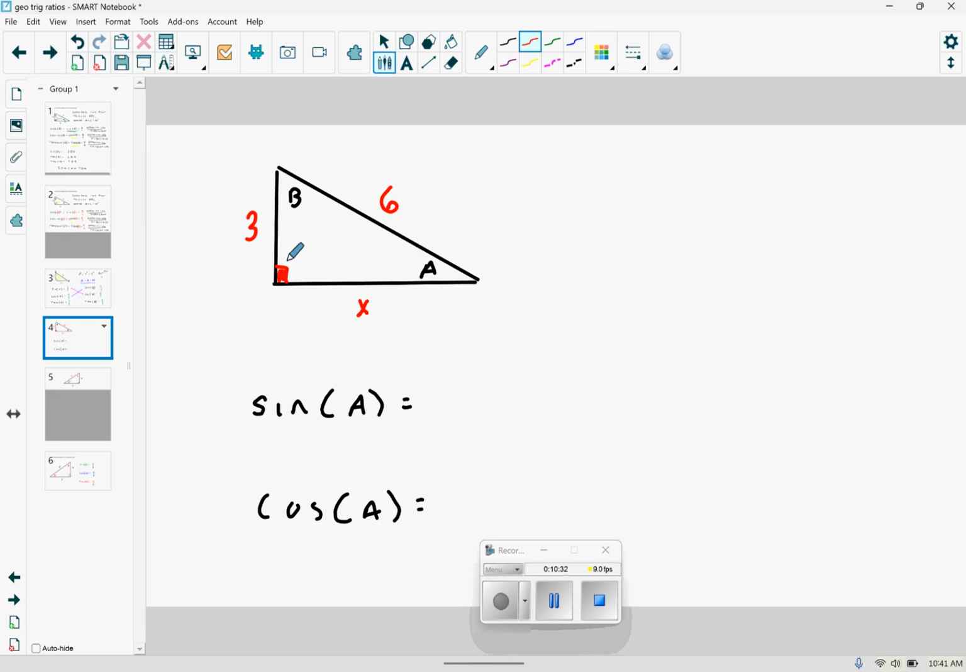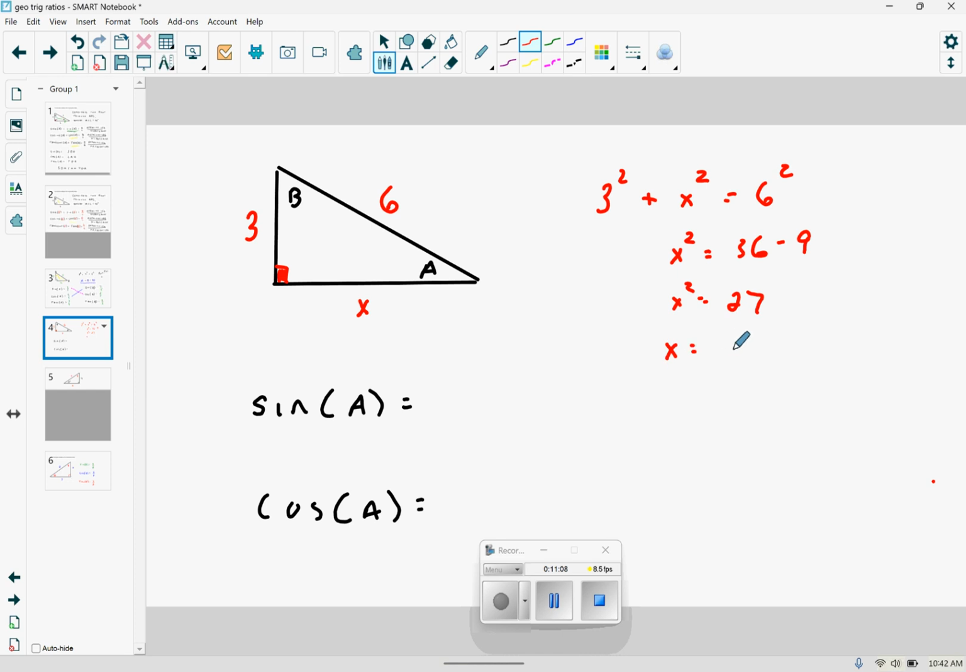We know that 3 squared plus x squared is equal to 6 squared, and that's the Pythagorean theorem. So now we have x squared is equal to 36 minus 9, since 6 squared is 36 and 3 squared is 9. And what is 36 minus 9? It's going to be 27. And if we want to find x, we're going to square root that rascal. So x is going to be the square root of 27.